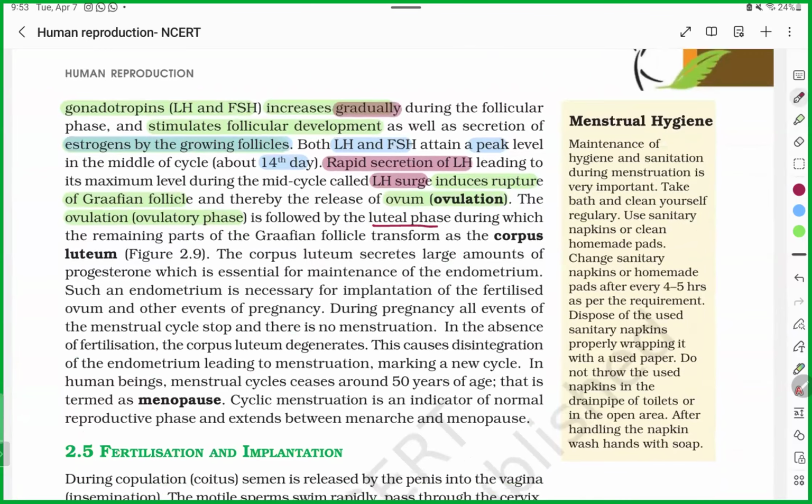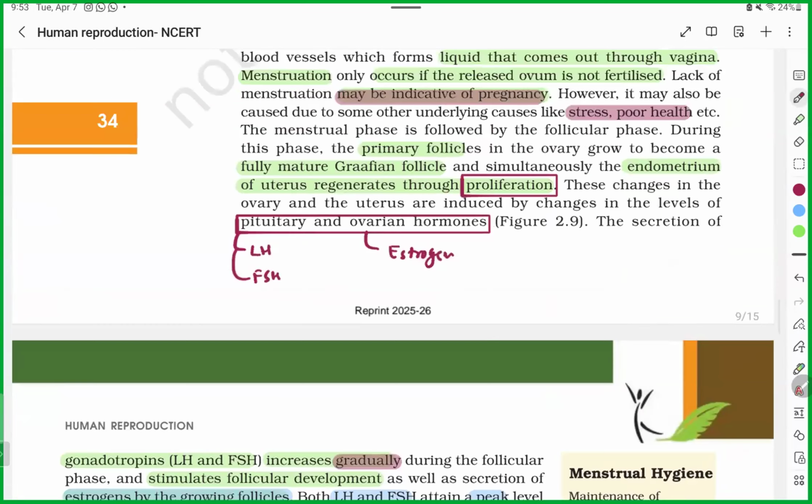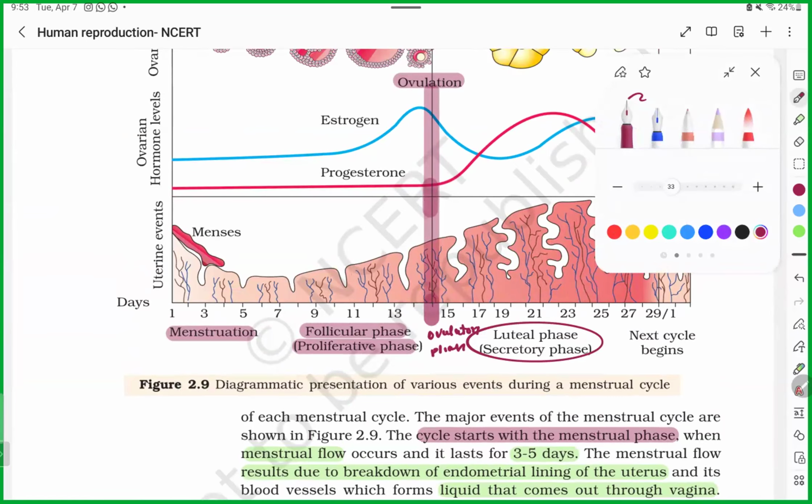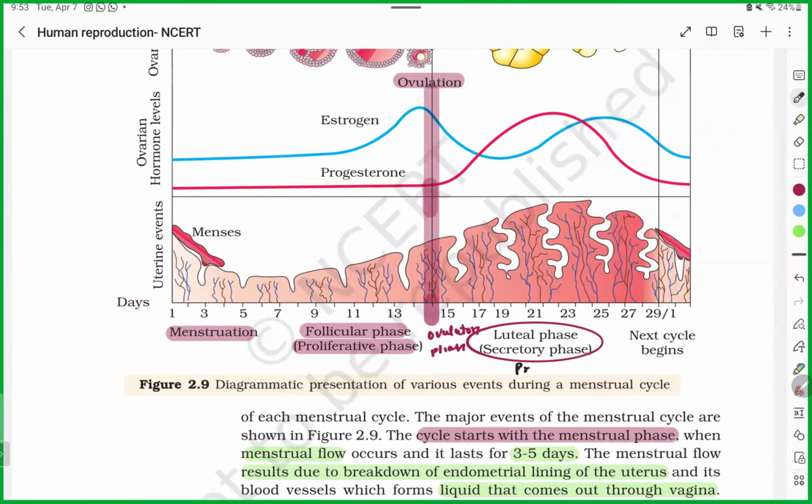This is followed by the luteal phase, during which the remaining part of the Graafian follicle converts into the corpus luteum. That's why luteal phase. Luteal phase and secretory phase. Why secretory phase? Secretion of progesterone. That's why secretory phase.